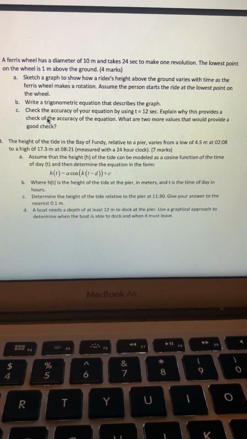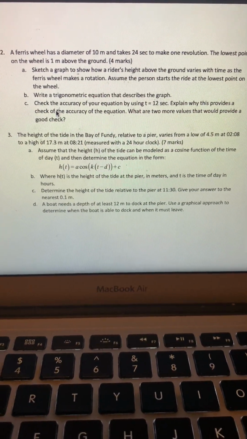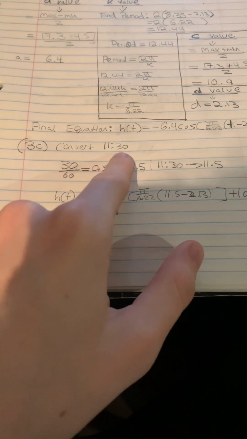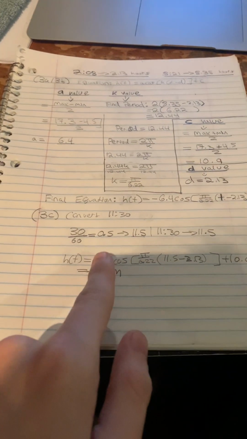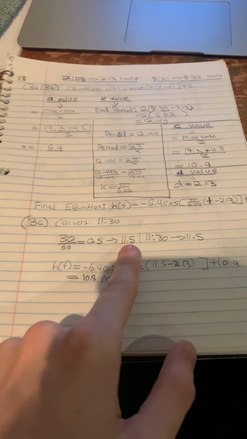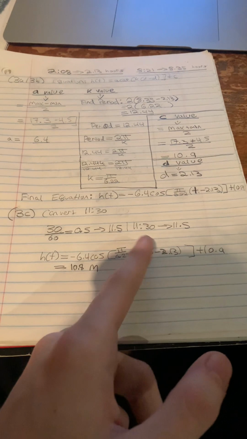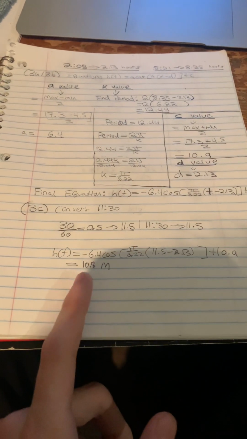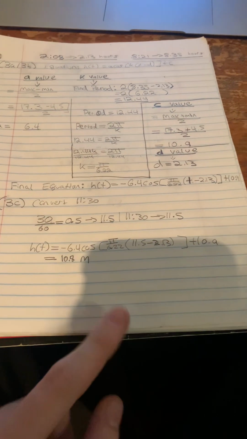3c asks, determine the height of the tide relative to the pier at 11:30. Give your answer to the nearest 0.1 meters. So as you can see, I first converted 11:30 into a decimal time. So you do 30 divided by 60, giving me 0.5, and then you get 11.5. So 11:30 we're going to turn into 11.5, and then you substitute that into your equation, which gives you 10.8 meters, which would be the answer.